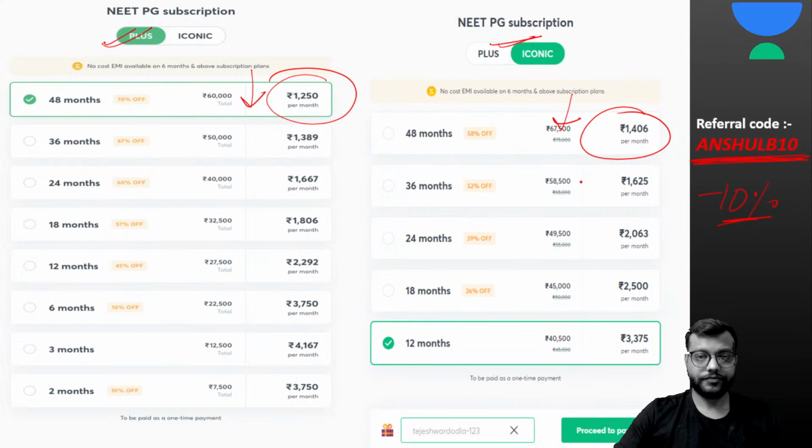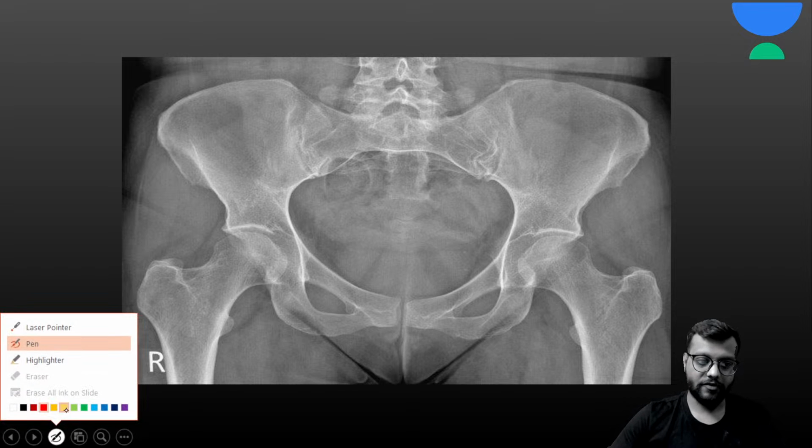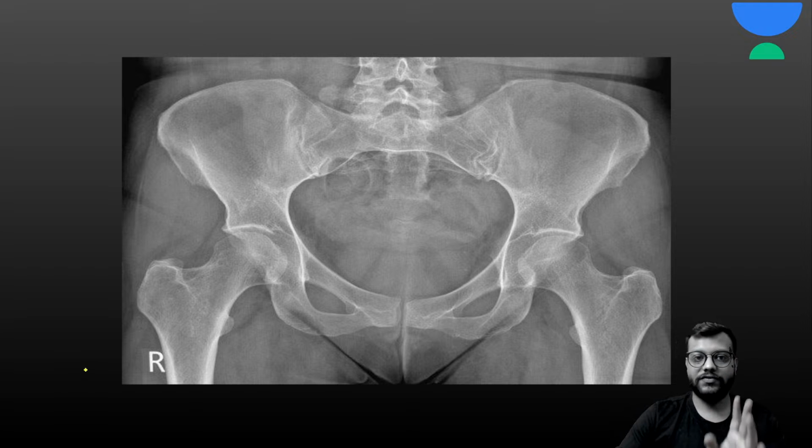Okay, so let's start today's session. I know your time is very valuable right now, so let's crack NEET PG with Unacademy. Okay, so in the lower limb, first of all we'll study about the pelvis, and in the pelvis, surface anatomy of the pelvis is very important.